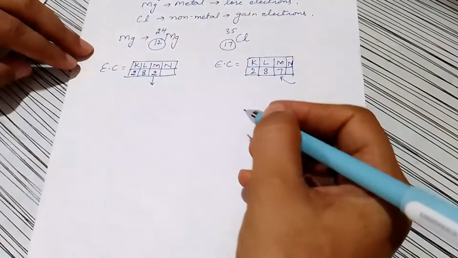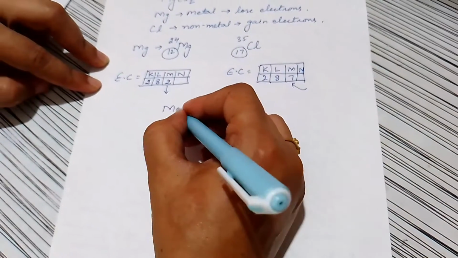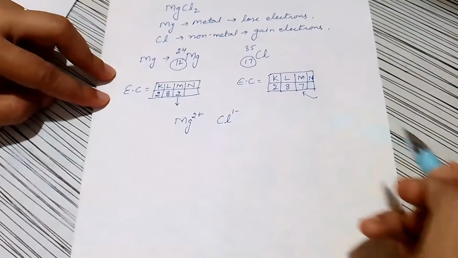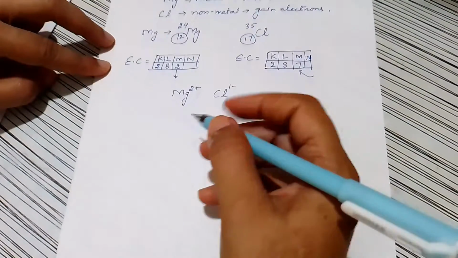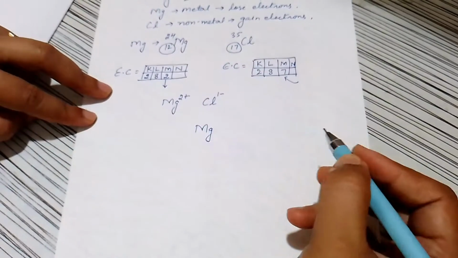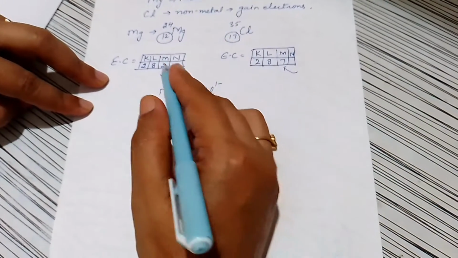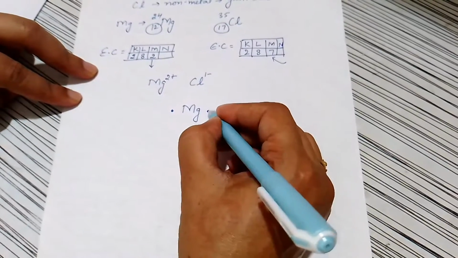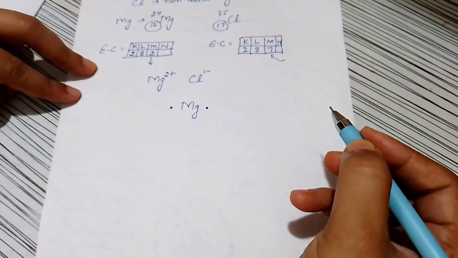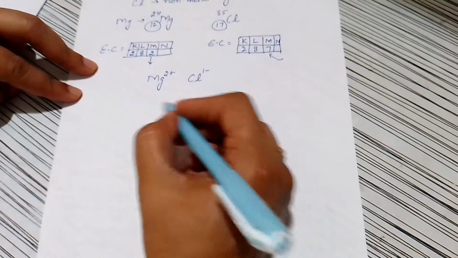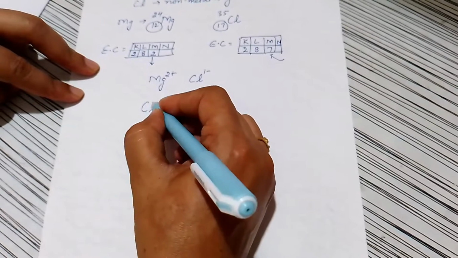So how do these two combine? Mg has a valency of 2 plus, chlorine has a valency of 1 minus. These two combine. How do we show this? We will keep Mg in the middle. In the outermost orbit, Mg has 2 electrons, and according to the Lewis dot diagram, I will show them here. On either side of magnesium, we'll take chlorine.